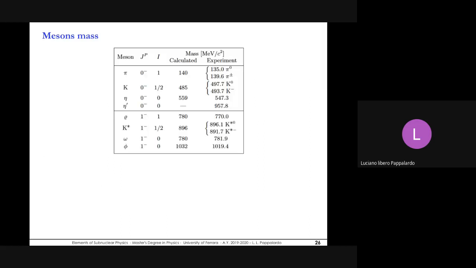Now, let's compare the value calculated with this formula with the experimental value. So here we have the calculated values for our pseudoscalar and vector mesons, and these are the corresponding measured values. And you see that the agreement is very, very good.